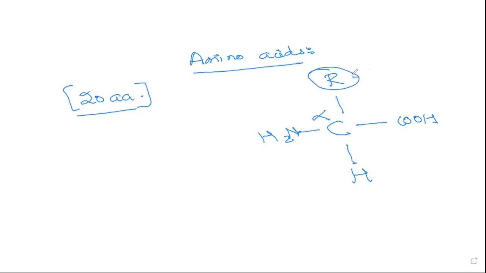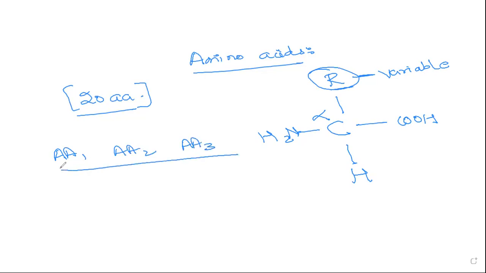Now, this variable R group is basically something that differentiates one amino acid from another. For example, we have amino acid 1, amino acid 2, amino acid 3. So the basic structural difference between them is because of this variable R group. Most of the amino acids will have a similar amide group, a similar carboxylic group, a similar hydrogen. This may vary sometimes, but very rarely. Most of the time, in fact every time, this variable R group is responsible for determining the characteristics of these amino acids.